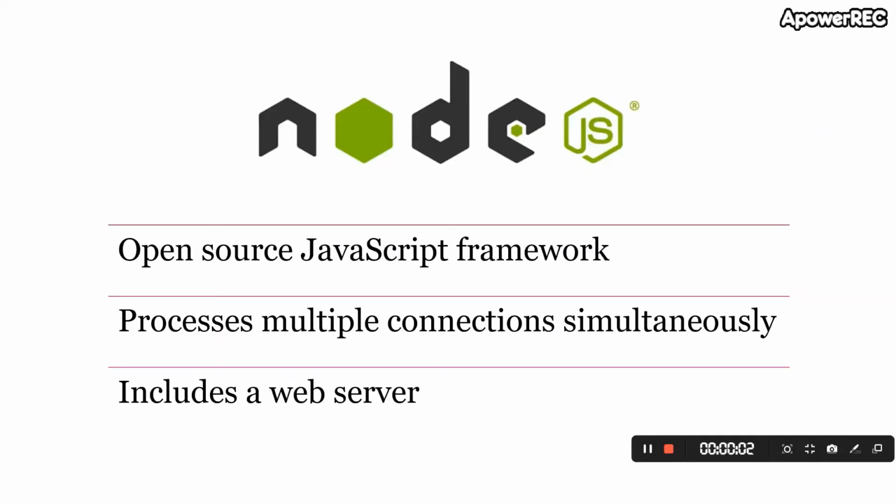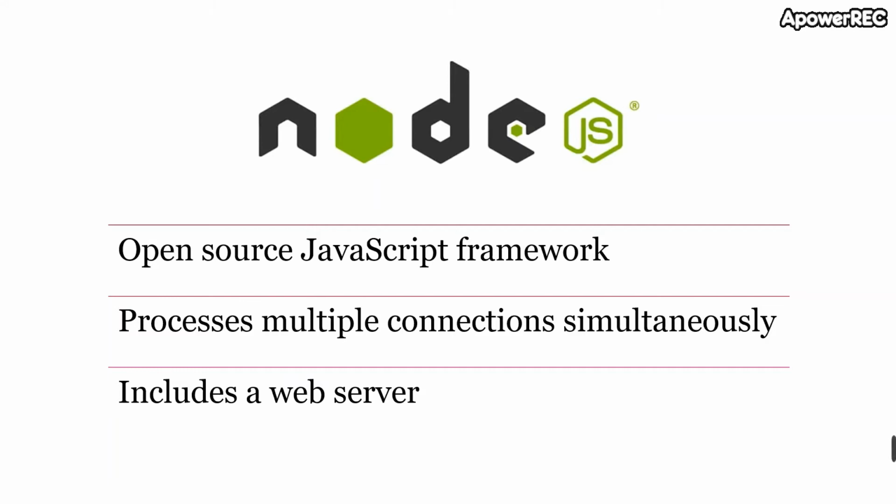Last but not least, we have Node, which is truly the backbone of the mean stack. Node is an open source JavaScript framework that features a built-in web server. It also has the ability to process multiple connections at the same time, which makes it really scalable.